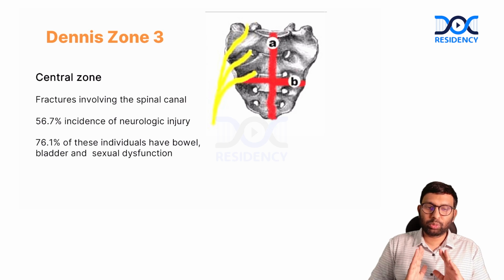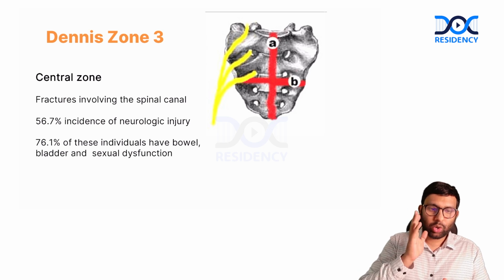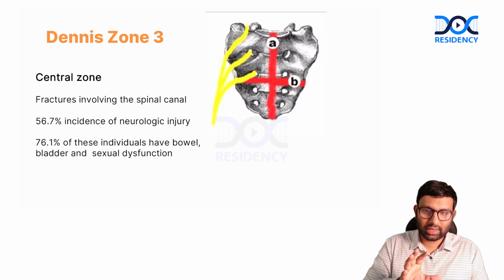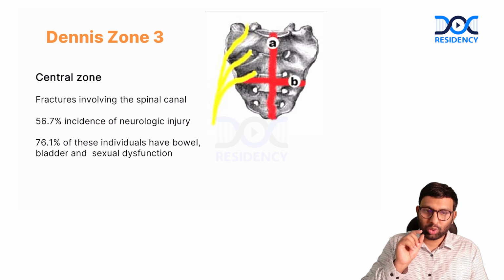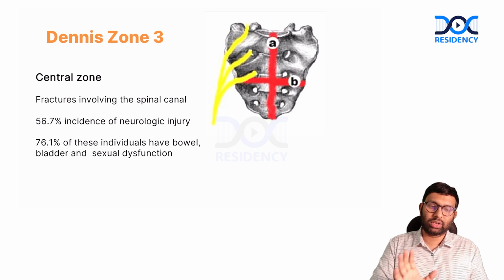Dennis 3 is a more severe type of fracture, because here the fracture is occurring in the center where there is a spinal canal, where there are cauda equina nerve roots present, and the chance of neurological injury here is 56.7%. The highest chance of neurological injury is seen in Dennis zone 3, and out of all of these patients having neurological deficits, 76% of them will have bowel, bladder and sexual dysfunction.